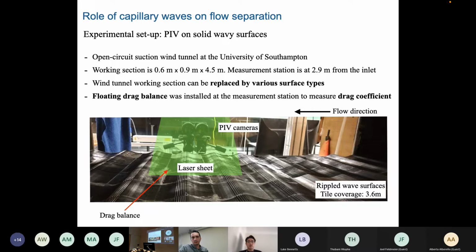This plot shows the experimental setup in the wind tunnel, covering the working section with the solid wave surface tiles. Again, we use the PIV technique with a high resolution camera and a high power laser to capture the detailed turbulent motion above those surfaces. Just to highlight, we ran two different series of measurements. One is with just the smooth dominant wave surface, and the other is the same dominant wave, but we introduced small ripples at the back of the wave face.